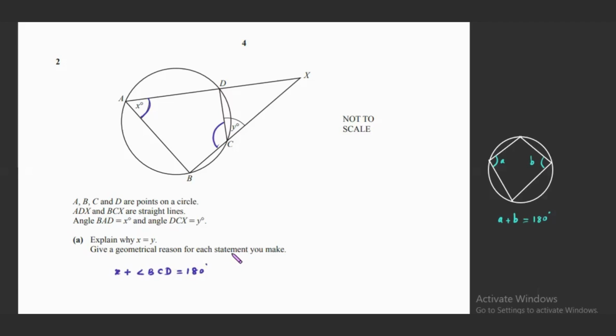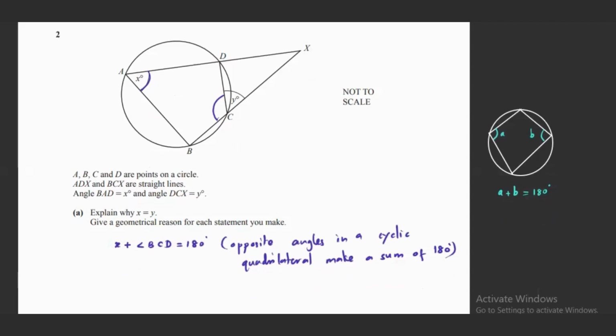And we need to state the reason as to why that is 180 degrees. So I can say that opposite angles in a cyclic quadrilateral make a sum of 180 degrees. So I can write this reason.